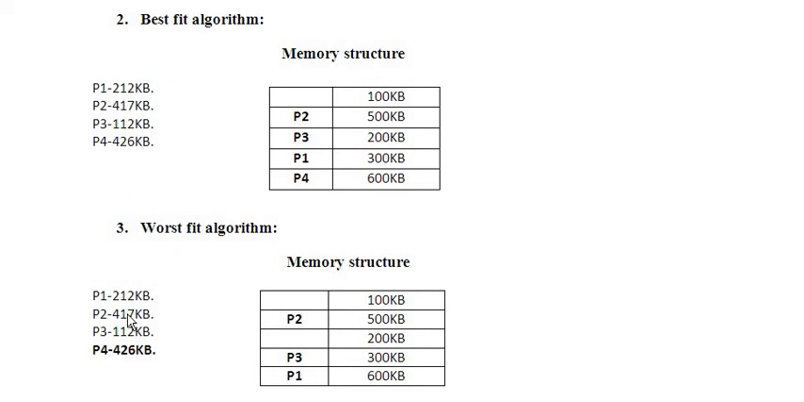P2 is 417, where can it be allocated? See here. 600 is already occupied, and the next highest is 500. So 500 is given to P2. Then P3 is 112. It can fit in 200, 100, but the highest one is 300 KB. It is allocated. Again P4 doesn't have space because 426 we don't have, and it can't fit in 100 KB or 200 KB. So this is how the worst fit works out.